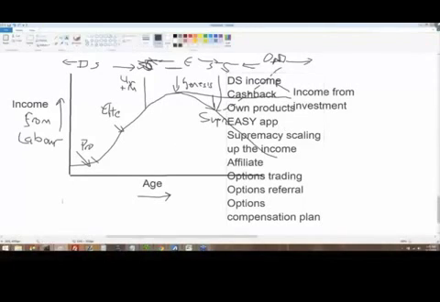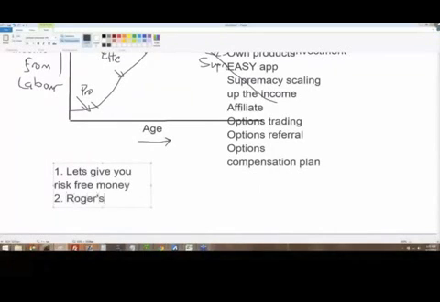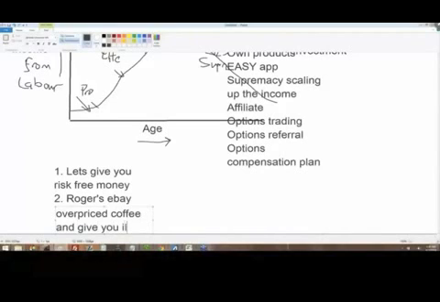So what we decided to do was actually fix that by making a 3-step system. Step 1 was, let's give you risk-free money. Then step 2 was Roger's eBay training. At that time, we didn't have any of the software to go with it, so we did have some discrepancies. But it was great. Nobody else had anything as good as that anyway. And then, of course, we had this third thing, which was, let's sell overpriced coffee and give you illusions of freedom.